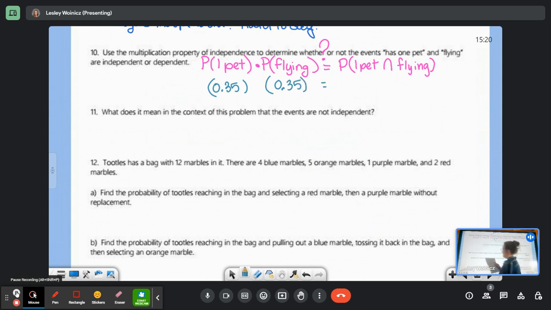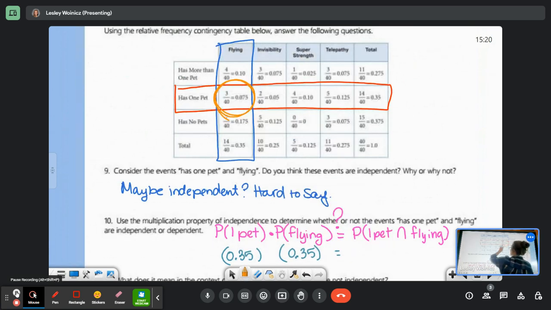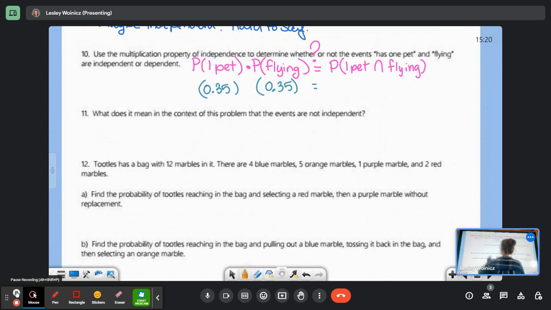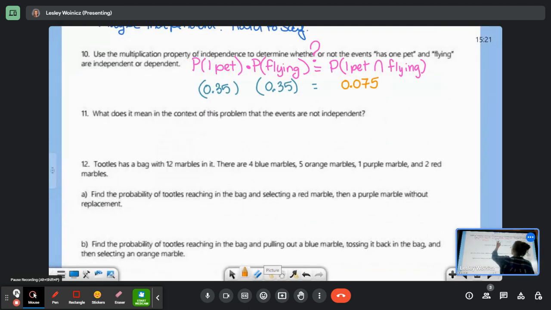Okay, and then what is the probability of the intersection of having one pet and flying? So the intersection is this right here. Okay, that was 0.075. So we just have to multiply these together and see if we get that. 0.35 times 0.35, I'm getting 0.1225. 0.1225 does not equal 0.075. So what can we conclude?